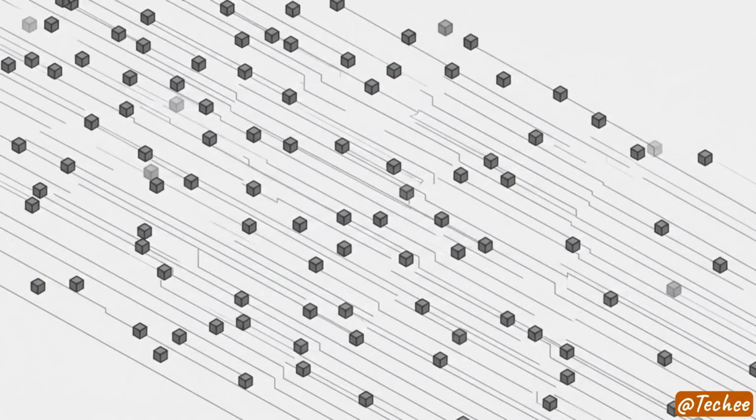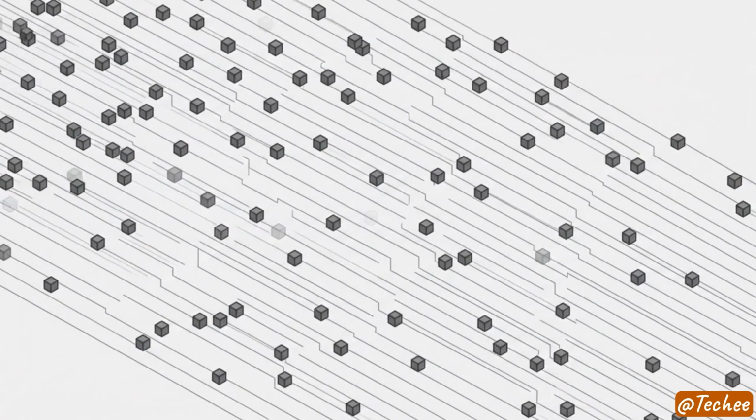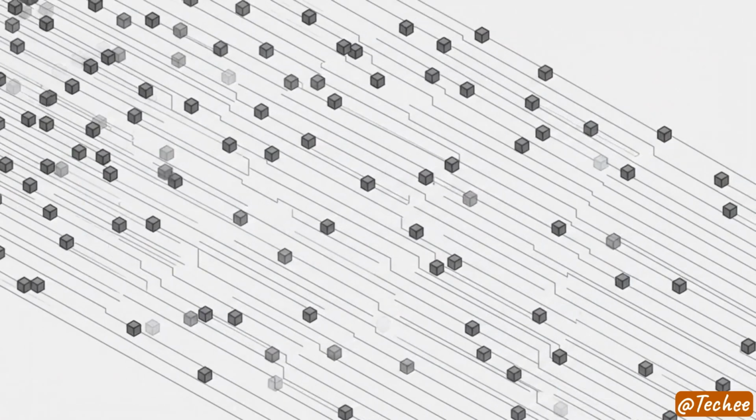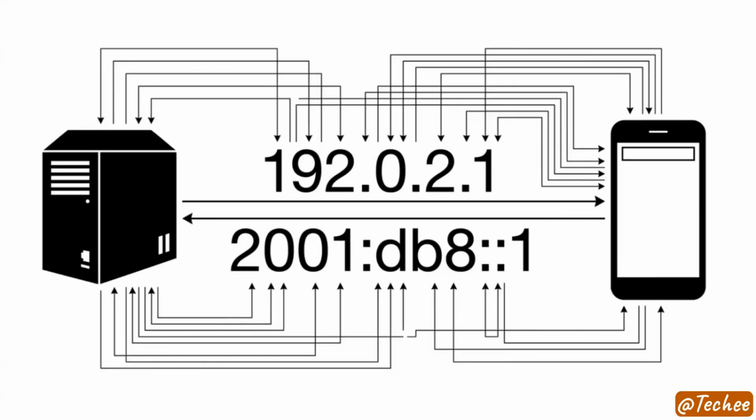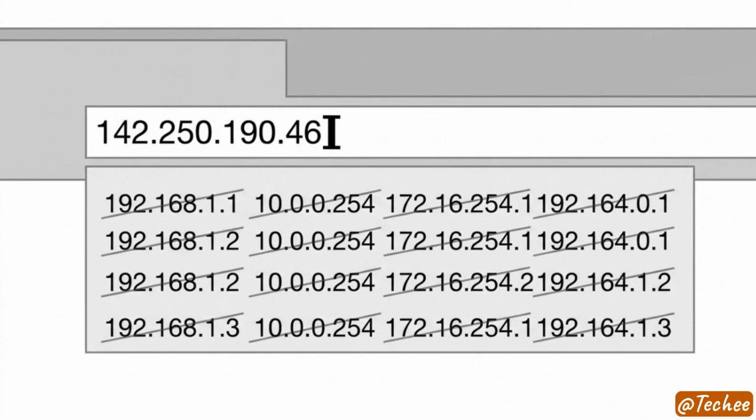The global internet does not speak English, nor does it recognize any human alphabet. Every device connected to the network, from the server hosting a website to the phone in your pocket, communicates exclusively through numerical data and IP addresses. This creates an immediate usability problem. Expecting humans to memorize a string of numbers, like 142.250.190.46, every time they want to check their email or read the news, is impossible.